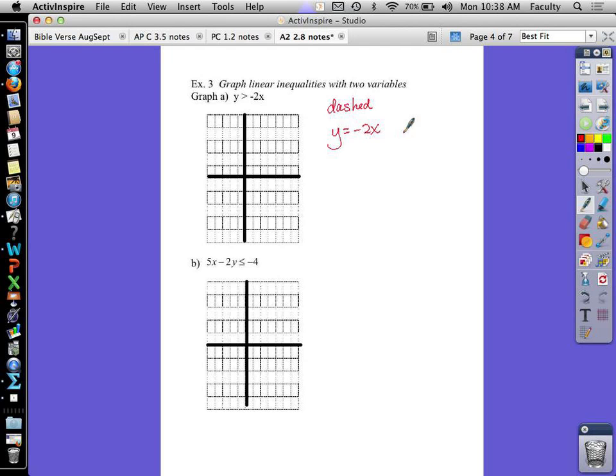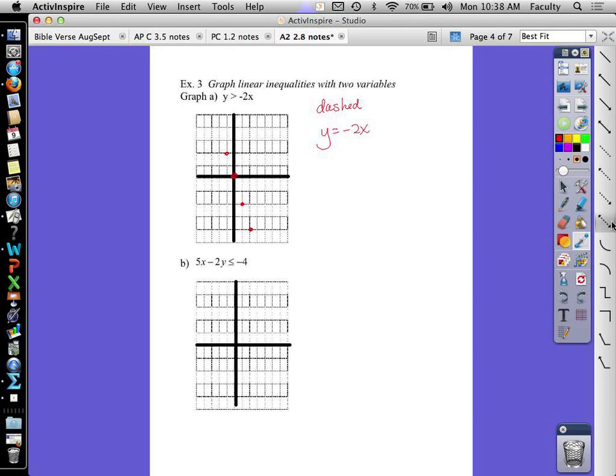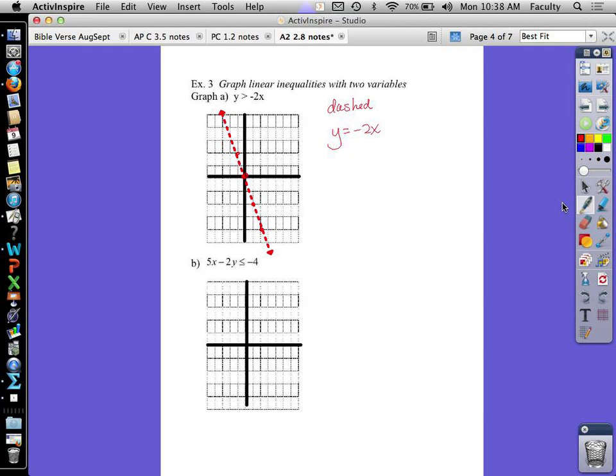Now, y equals -2x. We know how to graph this. The y-intercept is 0, and my slope is -2. So I go down 2, right 1, down 2, right 1. It's dashed. Okay, so step 1, determine whether it's a solid or dashed boundary line. Step 2, change the inequality symbol to an equals and graph that line. Andrew, what is step 3?